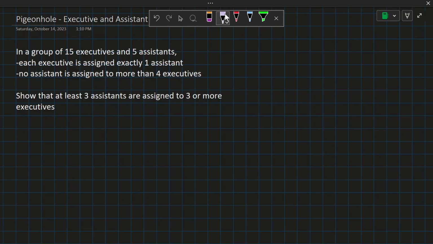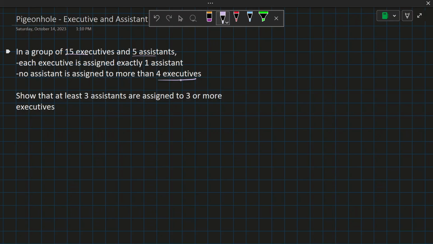So that's the setup. We have 15 executives and 5 assistants, and each executive gets one assistant, and no assistant is assigned to more than 4 executives. So obviously they're trying to make it equitable, so that an assistant doesn't get stuck with 10 of the executives, so they have a cap at 4. But even so, with the number of executives and assistants we have, we're still going to have at least 3 assistants assigned to 3 or more executives.